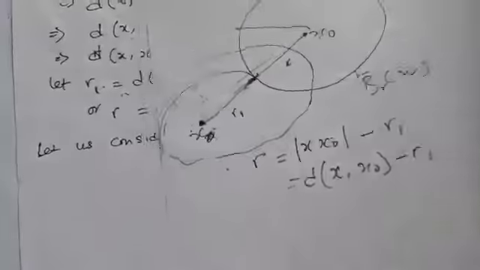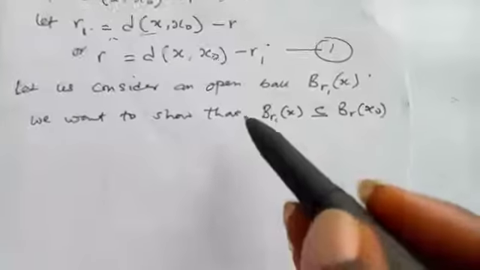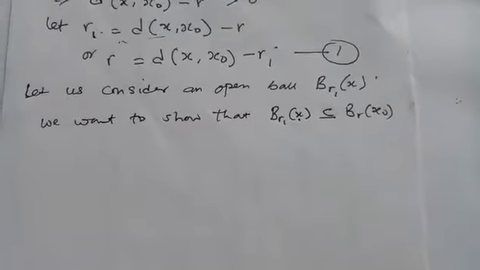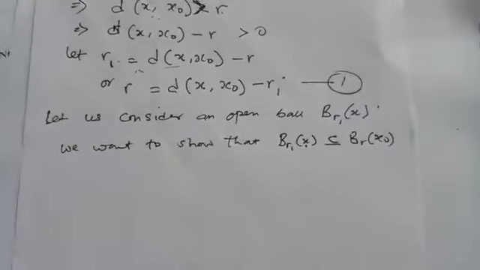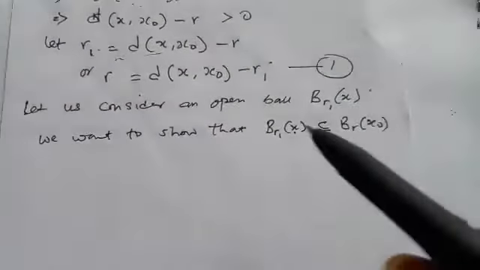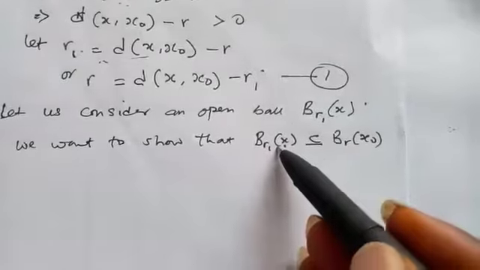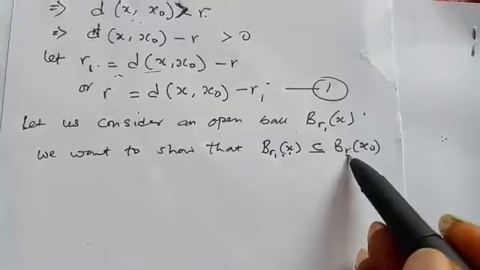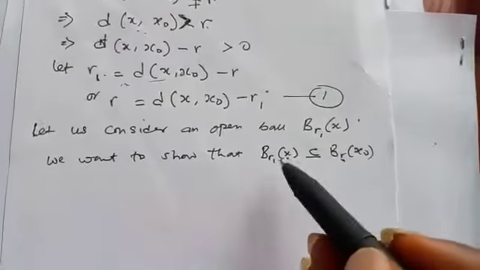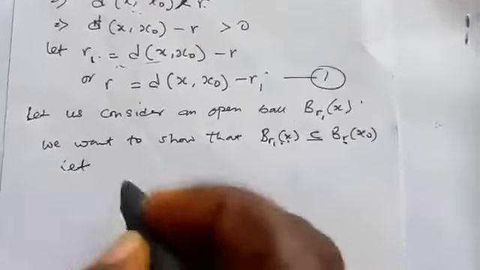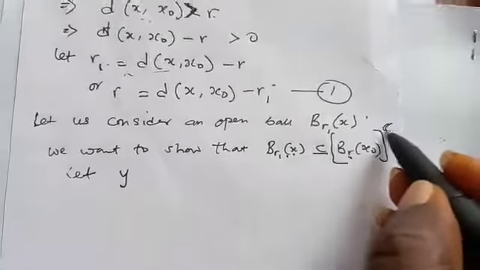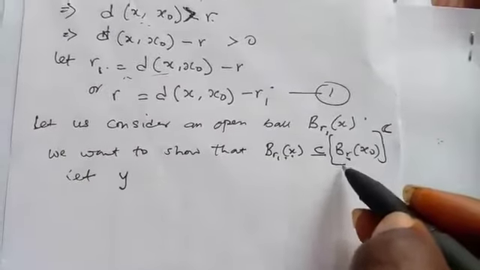So the question is that we want to show that B_R1(S) is a subset of the complement of B_R(S naught). So that is what we want to show. And how do we show this? The simplest way is that we pick an element inside this B_R1(S), and if we show that the same element is inside this complement of B_R(S naught), then we have shown that it is a subset of this.